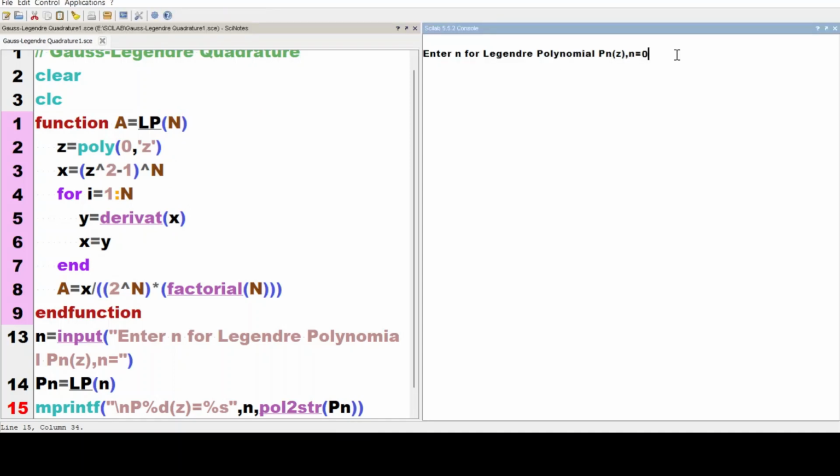So n is equal to 0, n is equal to 1, n is equal to 2. So we are getting the correct result.